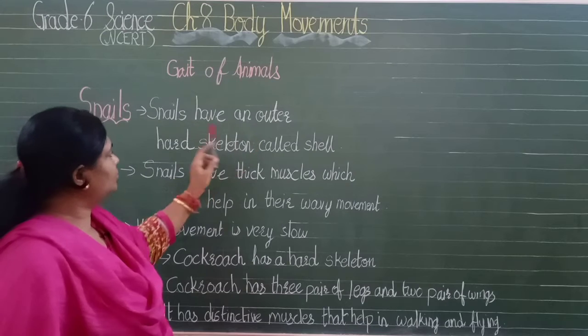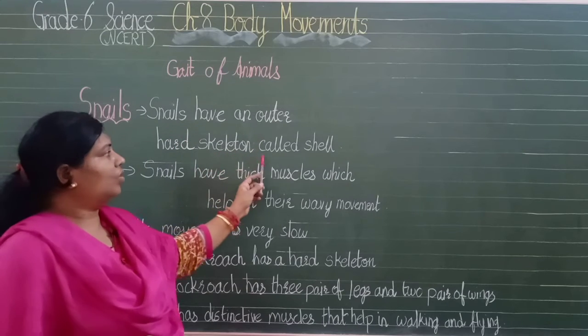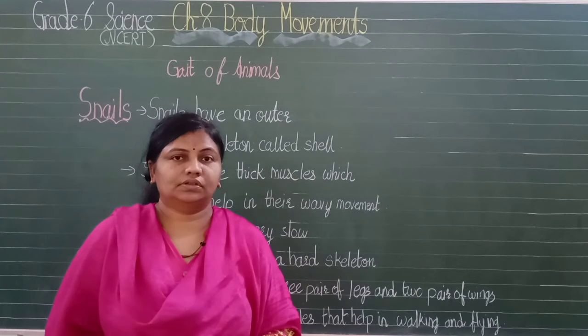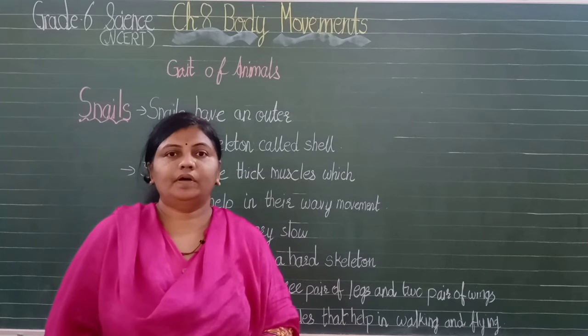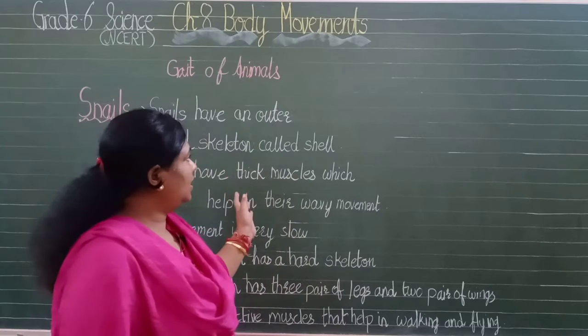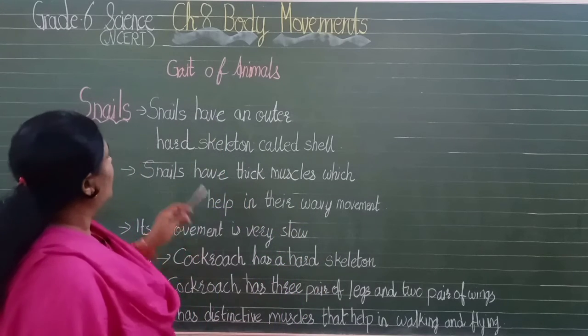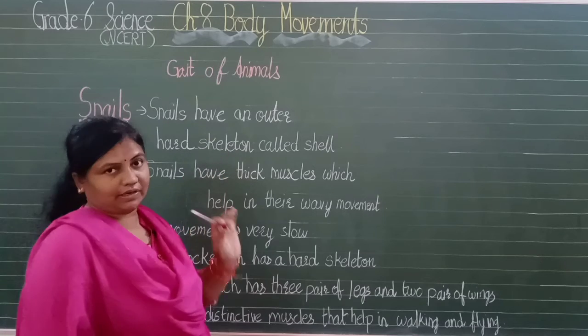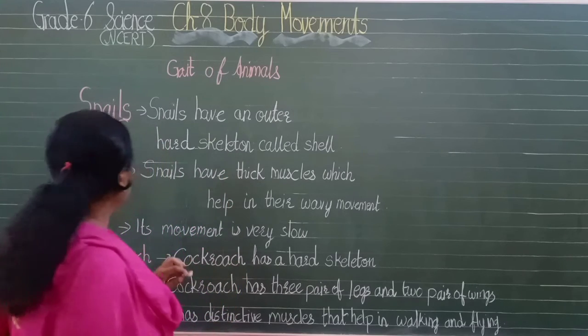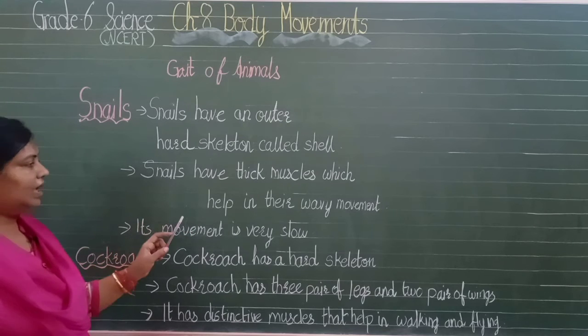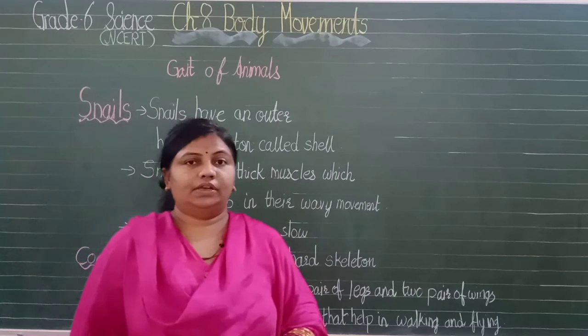Snail has an outer hard skeleton called shell. Shell is not made up of bones, isn't it? It is not made up of bones, and it is also not helping in the movement. It is only an outer hard skeleton. Clear? Now snails have thick muscles which help in their wavy movement.